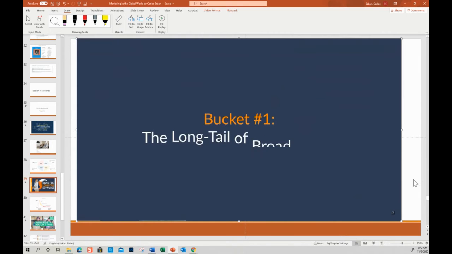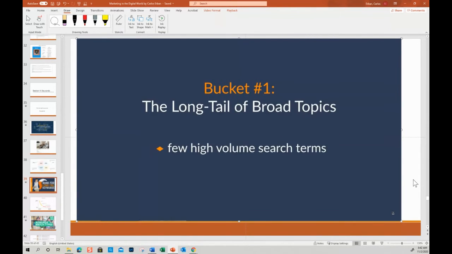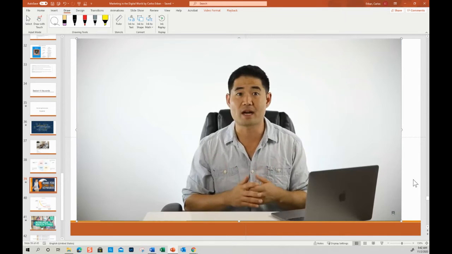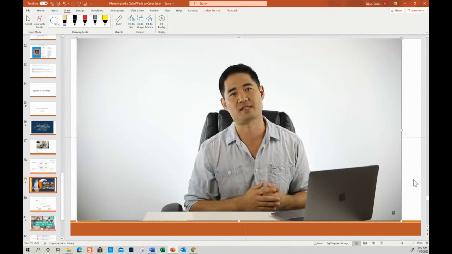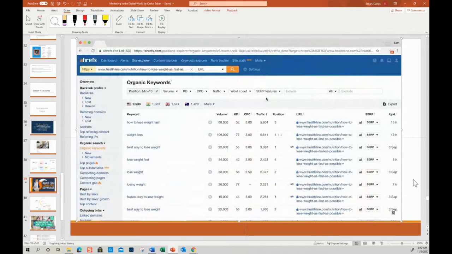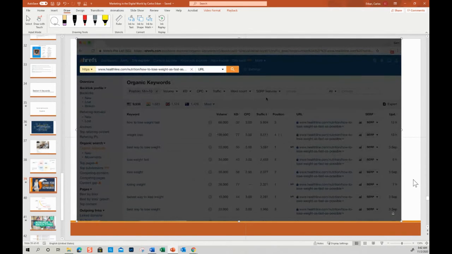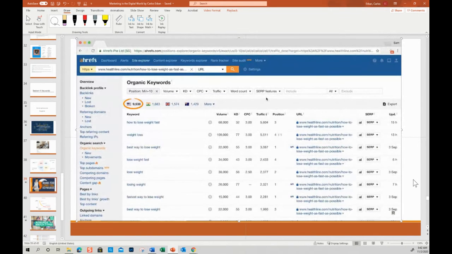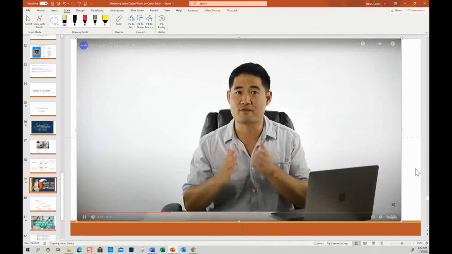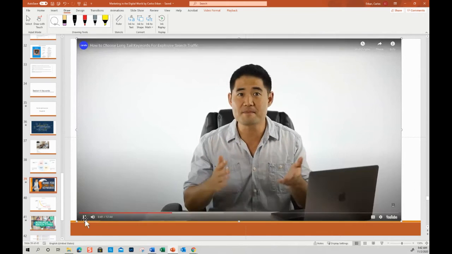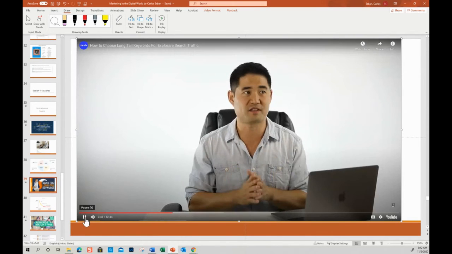Bucket 1 is called the long tail of broad topics, and these tend to have a few high-volume search terms and a ton of long-tail variations. So the search query "how to lose weight" is the perfect example. If you look at the keyword rankings for Healthline's weight loss article, you'll see that they have around 9,500 keyword rankings in the US that rank in a top 10 position in Google. People are essentially looking for the same thing, but they're typing in all sorts of different variations.